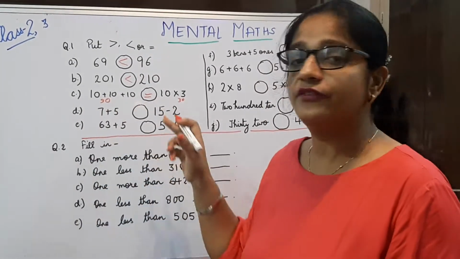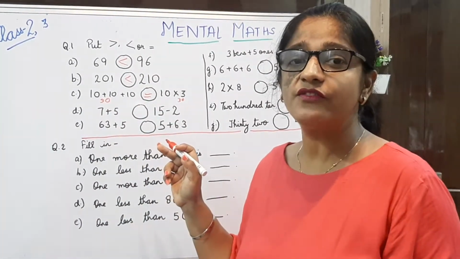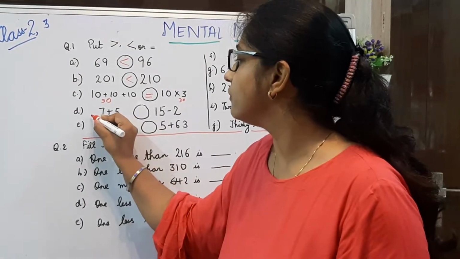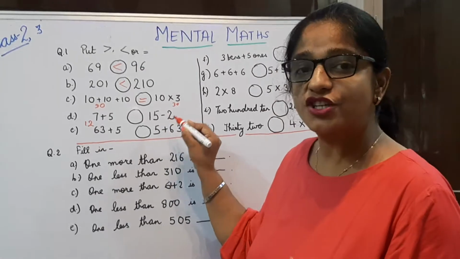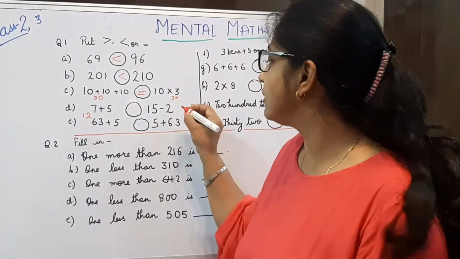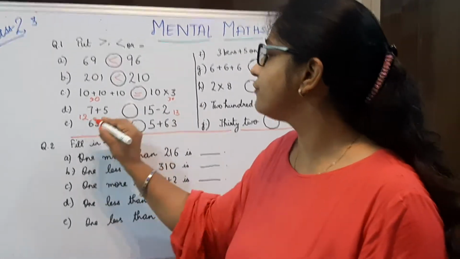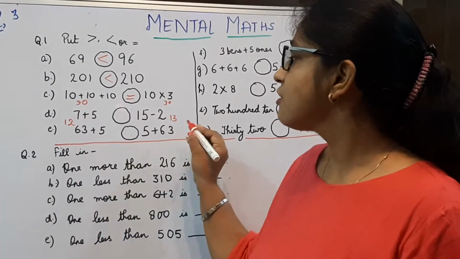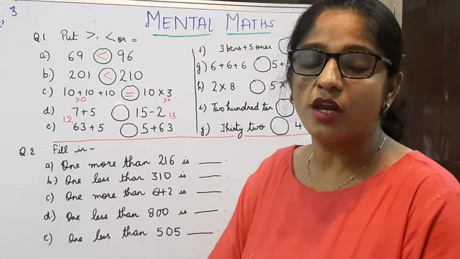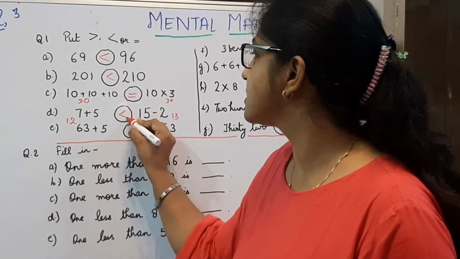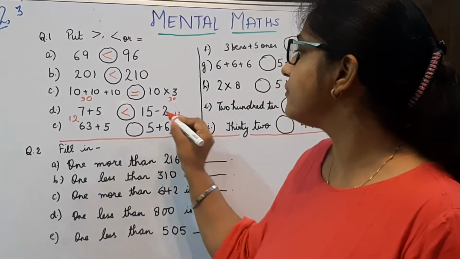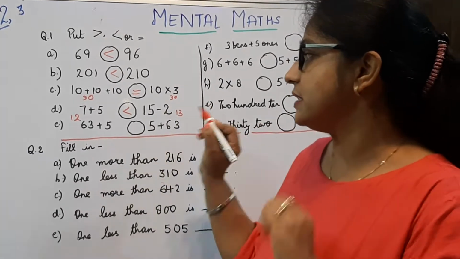7 plus 5. Now just tell me, what is 7 plus 5? Yes, it is 12. So on the right hand side we get 12. Here 15 minus 2, that will give you 13. So out of 12 and 13, which one is smaller? 12 is smaller and 13 is bigger. So the crocodile sign will open its mouth on 13.